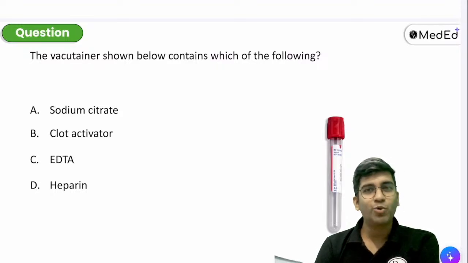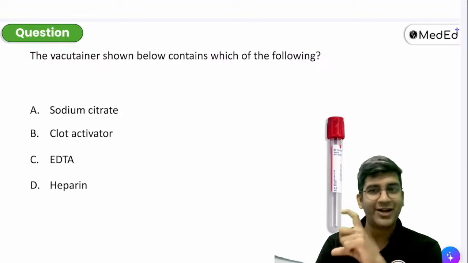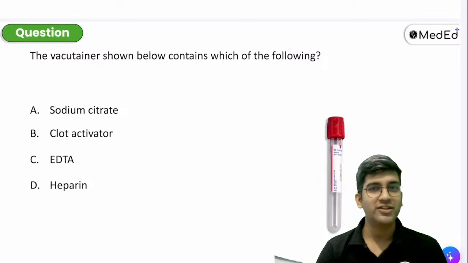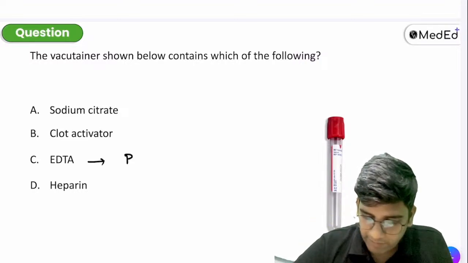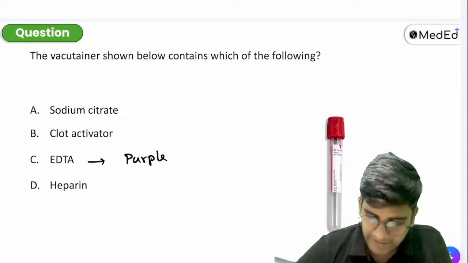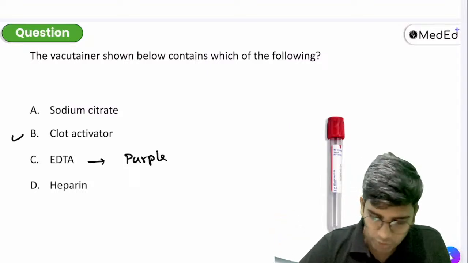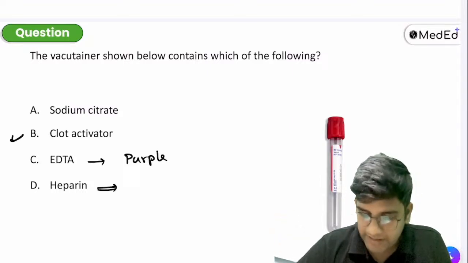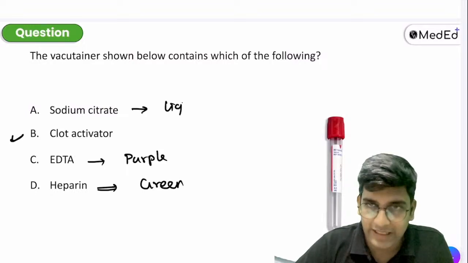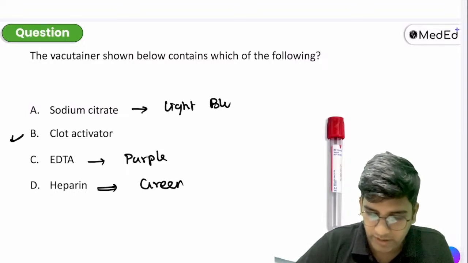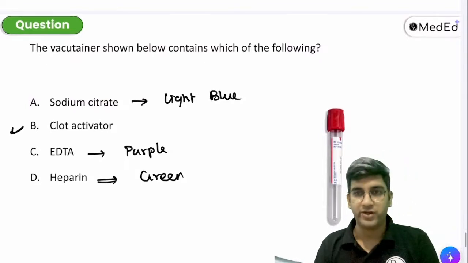By this time, I'm sure you must have seen all the colors of the blood collection tubes, right? You have lavender, EDTA will be the purple or the lavender color, right? This red color is the clot activator. Heparin will be the green color. Sodium citrate will be the light blue color. Okay, light blue is for sodium citrate, fine.